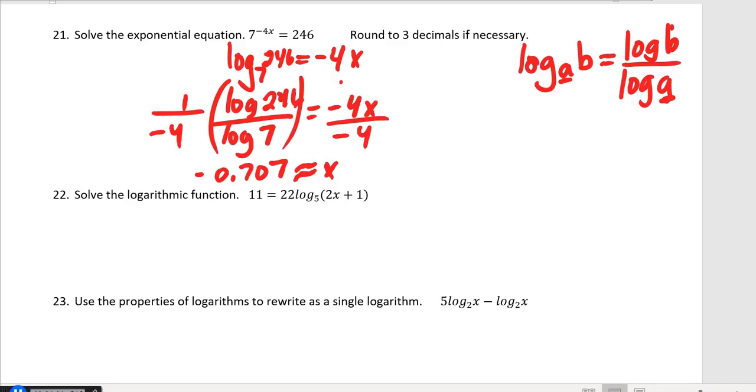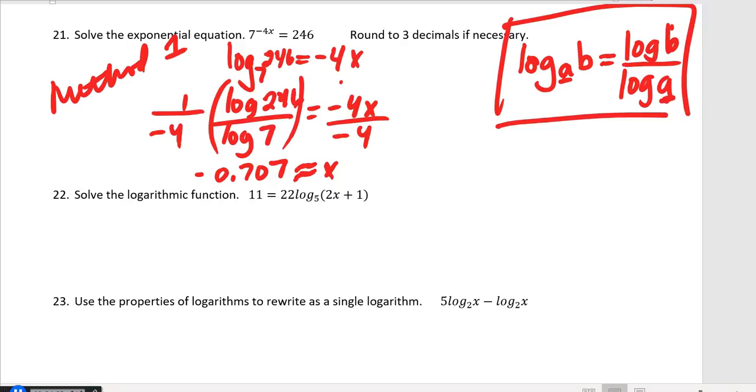Now let's do it the other way. So this is called method 1, and it's simply where you rewrite it as a log. If it had been exponential, you rewrite it as a log. If it's a log, you rewrite it as an exponential, and you might need to use a change of base formula. So you're going to need to memorize this one if you use this method.